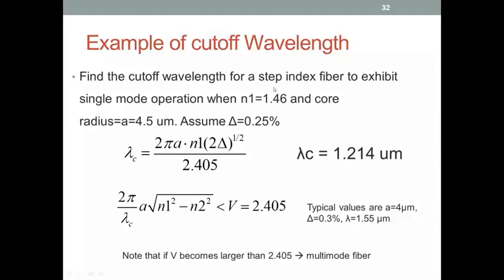Find the cutoff wavelength for step index fiber to exhibit the single mode operation when n1 is equal to 1.46 and core radius is 4.5 micrometer, assume lambda is equal to this. So lambda c you calculate, and then you can understand that this value is less than 2.405. So you can tell that if V becomes larger than 2.405, it is not single mode fiber, it is multi-mode fiber. Remember that based on the value of V, the normalized frequency, we can understand that if it is less than 2.405, it is a single mode fiber.